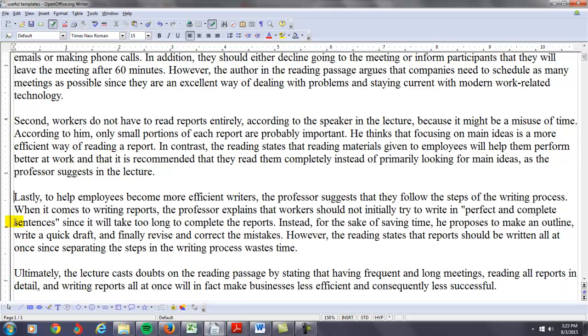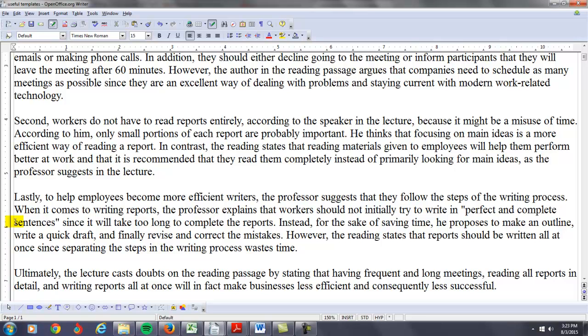Lastly, to help employees become more efficient writers, the professor suggests that they follow the steps of the writing process. When it comes to writing reports, the professor explains that workers should not initially try to write perfect and complete sentences since it will take too long to complete the reports. Instead, for the sake of saving time, he proposes to make an outline, write a quick draft, and finally revise and correct the mistakes. However, the reading states that reports should be written all at once since separating the steps in the writing process wastes time.